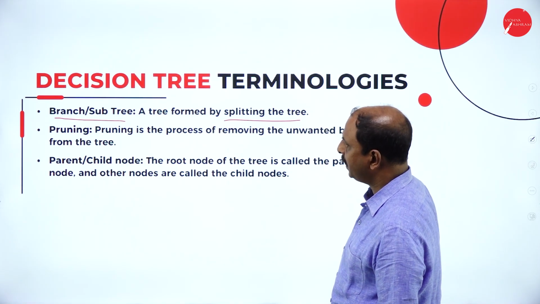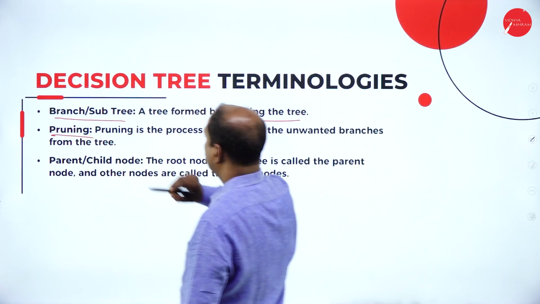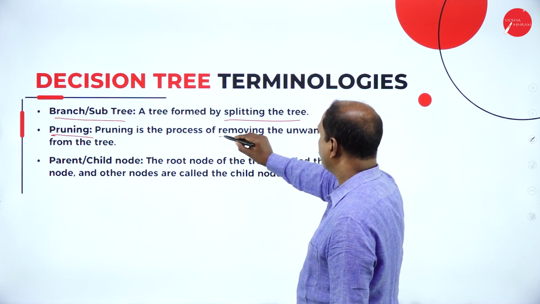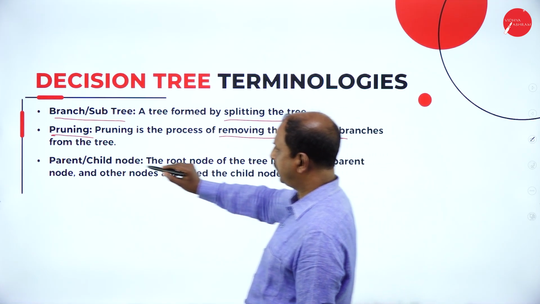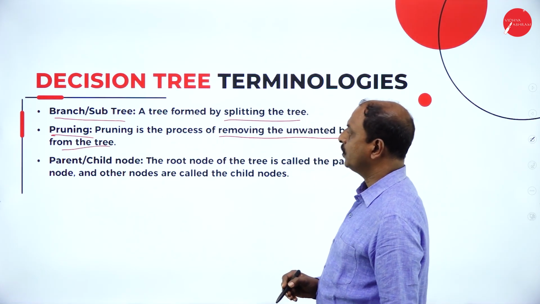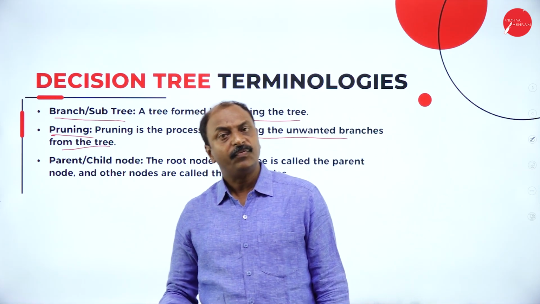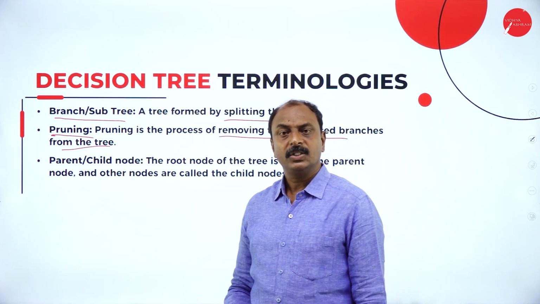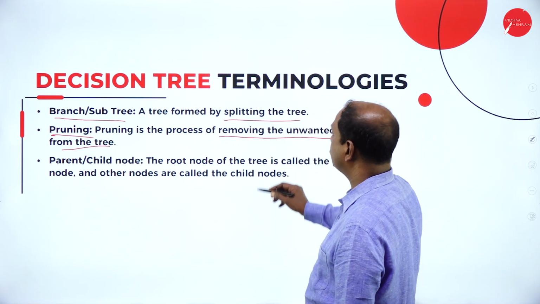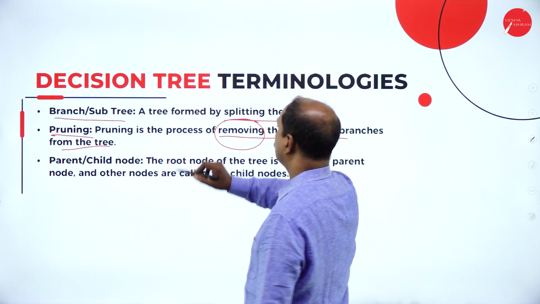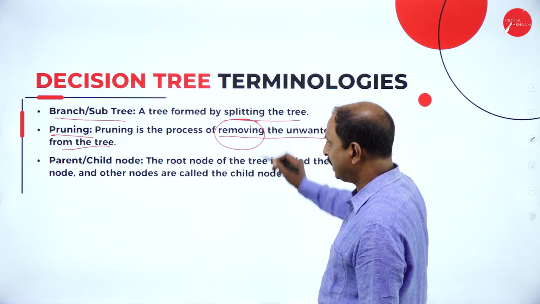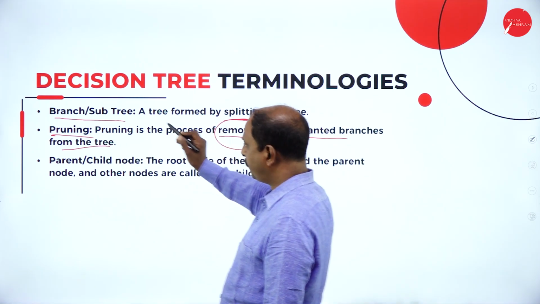Now the next definition is what is pruning. It is a process of removing the unwanted branches from the tree. If you feel that these branches or leaf nodes are not necessary, then it is possible to take out those unwanted branches from the tree structure. That is the meaning of pruning.